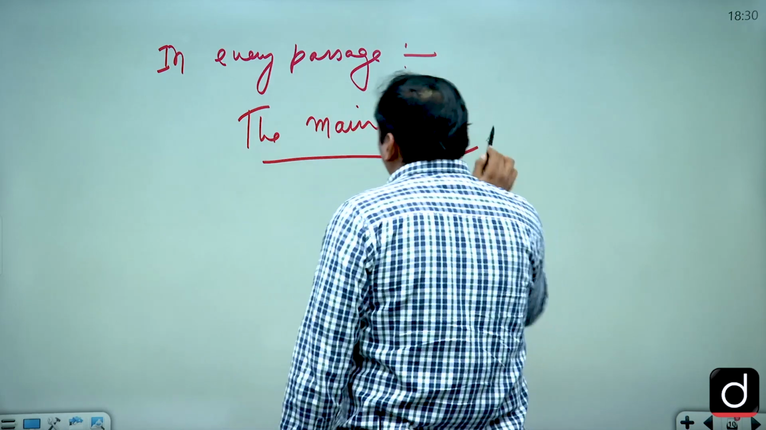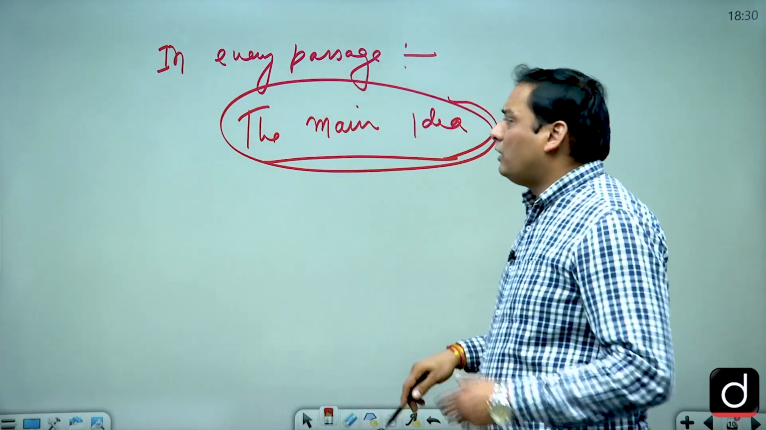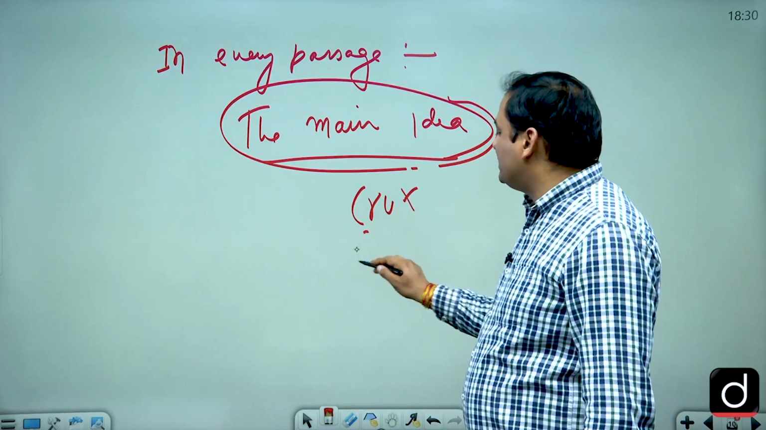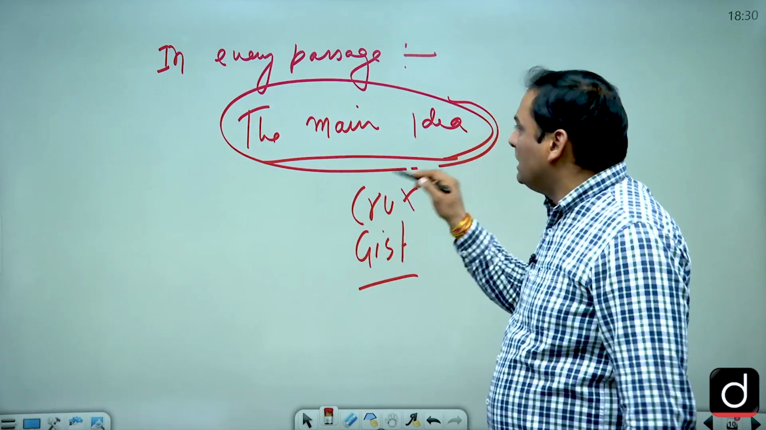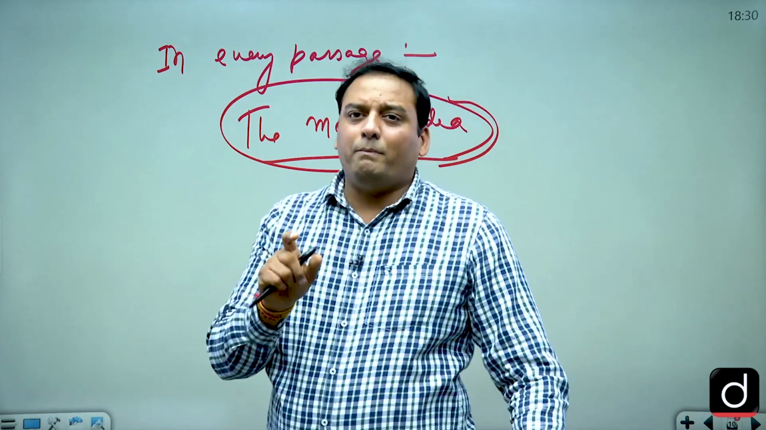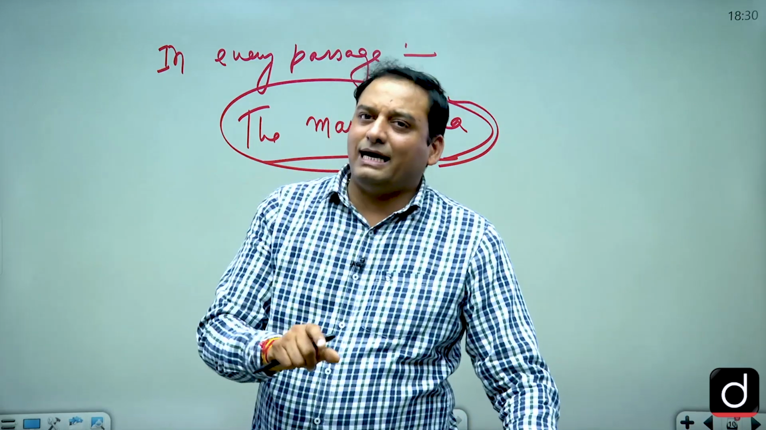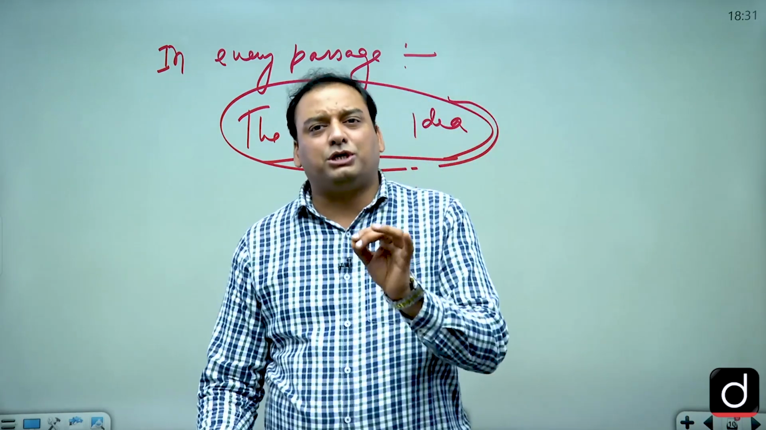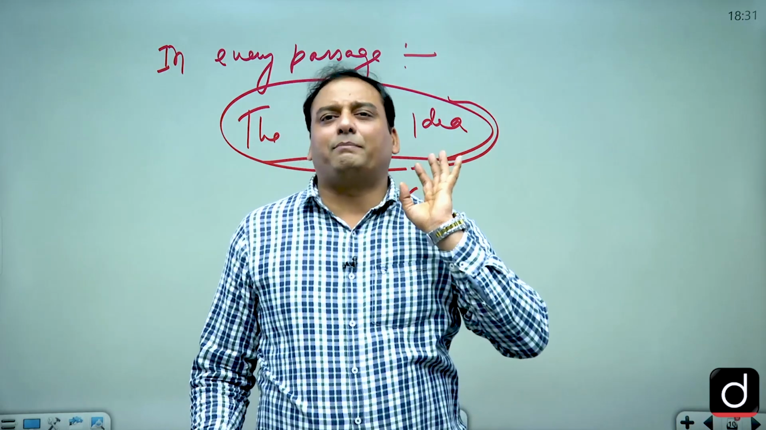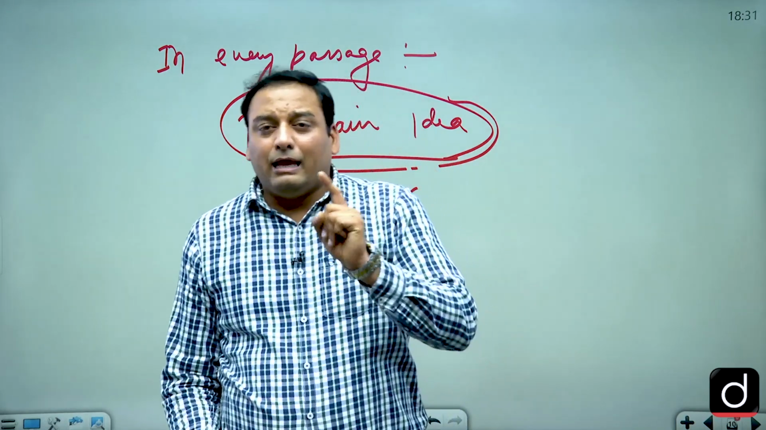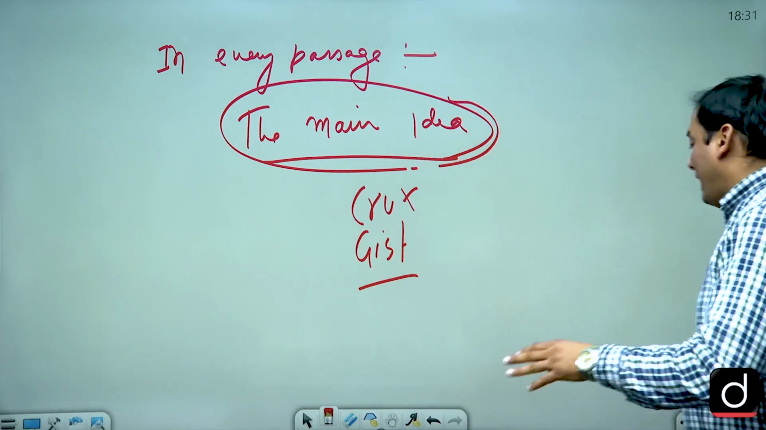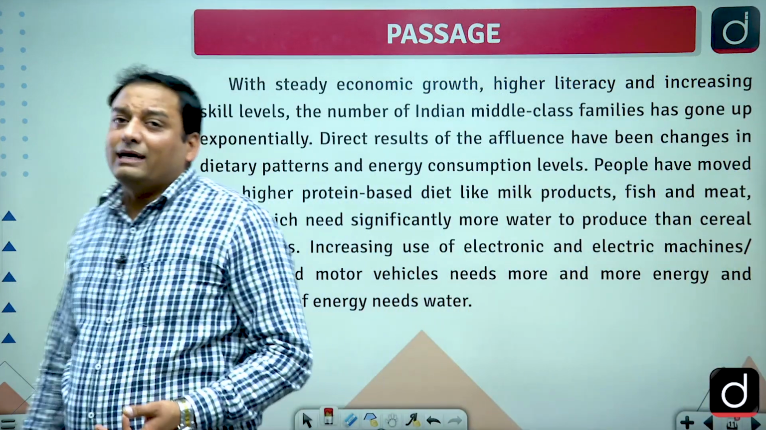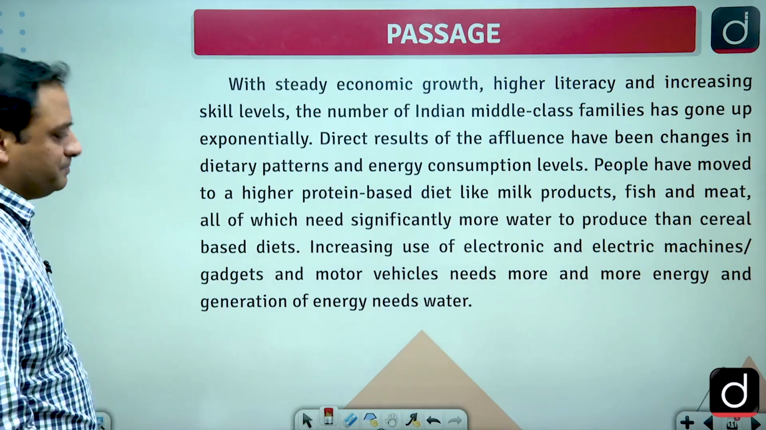So this is the main thing. You have to understand the main idea. You can call it the crux, you can call it the gist, whatever word you give, the main idea is there, and the whole passage will talk about it. If you want to understand the main idea, you should read the passage carefully. Why it is important, and in which way you can understand the idea, I am going to tell you.